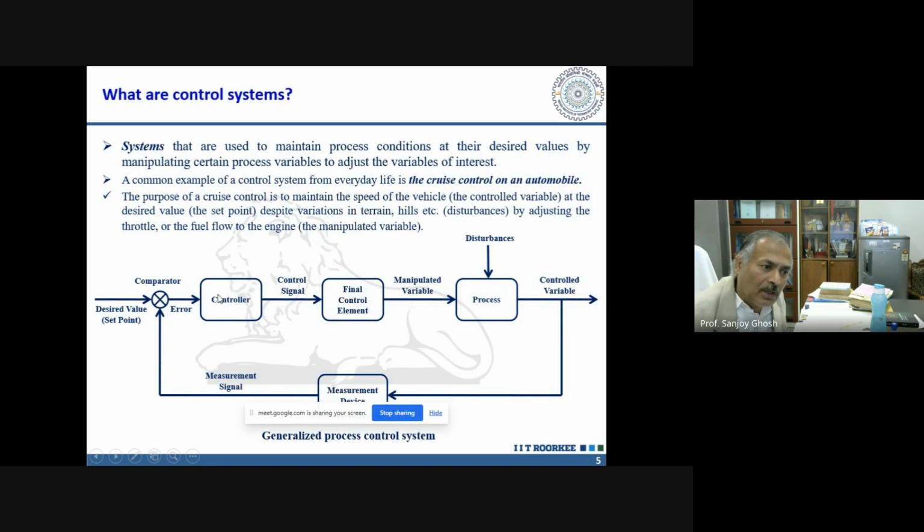Here one controller is there. Controller means I'm not talking about a human controller. It is an instrument, a machine, some controlling device. Then there is the final control element, this one, and then the process. The actual process is going on. Whatever process you may have, a bioprocess or a non-bioprocess, this is the process basically.